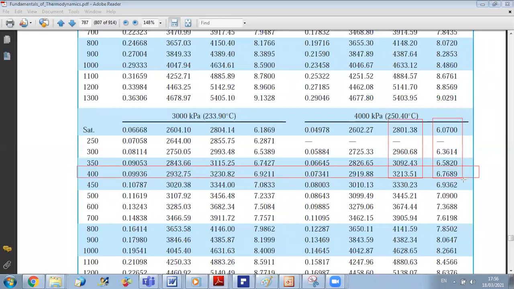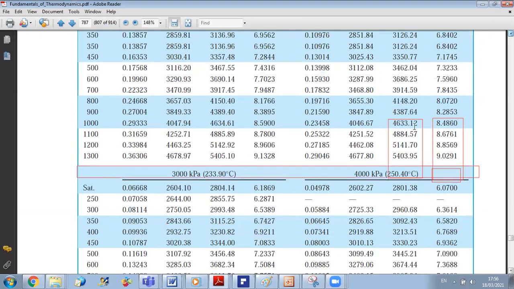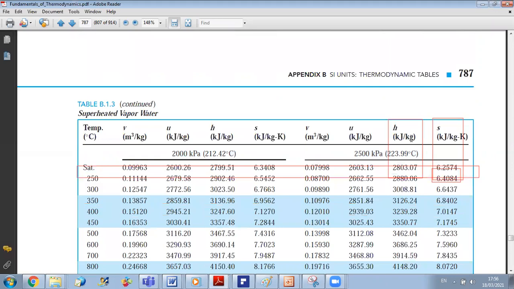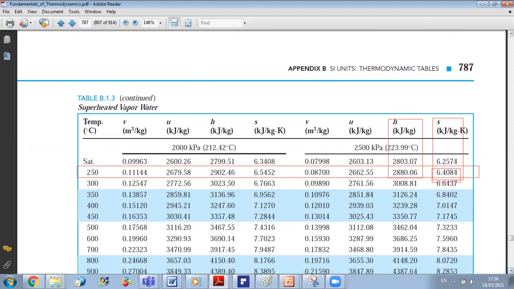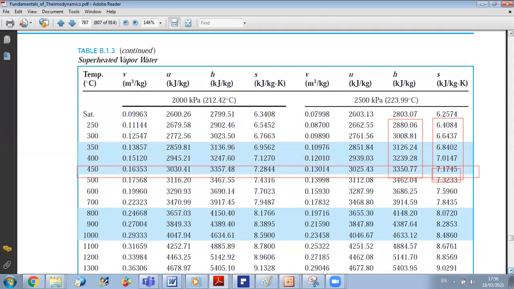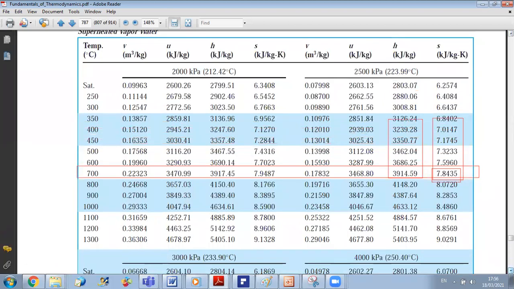So the value of S will be 6.7689. Okay, and always pay attention to your units. So the unit here is, you can see it here, H and S. H is in kilojoule per kilogram and S is in kilojoule per kilogram Kelvin. Okay, so now once I got the value of S from this table, this will be equal to S at point 4. Okay, so let us keep it in mind.